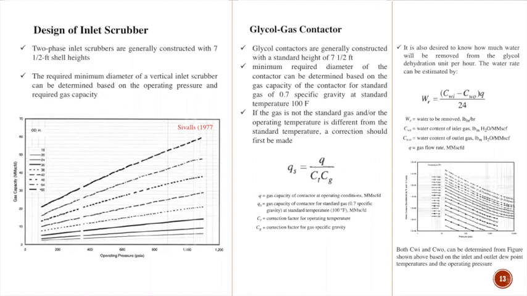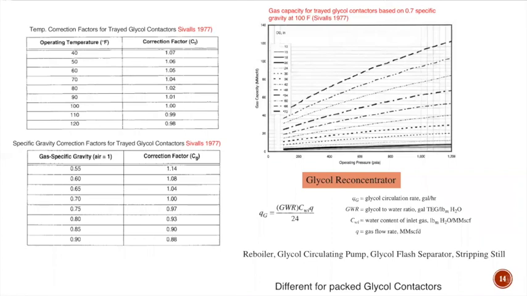And the second point you can see here is that the minimum required diameter of the contactor can be determined based on the gas capacity, right? And the charts which are being suggested by Sivalls for this design of glycol gas contactor are for 0.7 specific gravity of gas and a standard temperature of 100 Fahrenheit. So I'll show you the chart. This is the chart which is suggested by Sivalls in 1977, where you can see that on the y axis you have gas capacity and operating pressure.